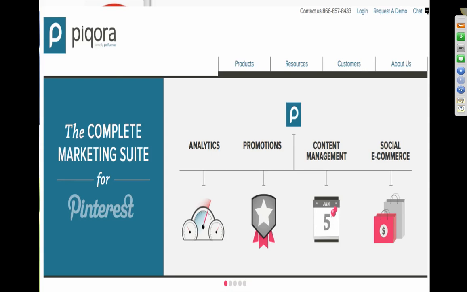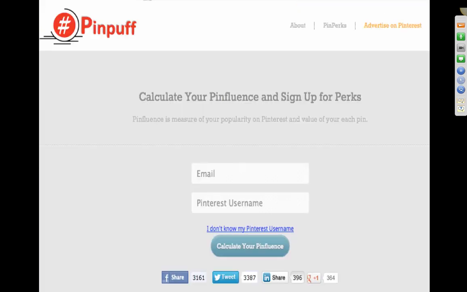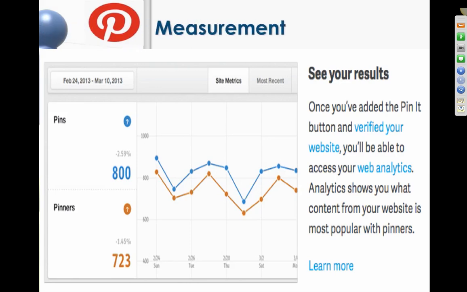Picora has, like I say, a complete marketing suite for Pinterest: analytics, promotion, content management, and social e-commerce. Social e-commerce likely relates to rich pins, where people see a product and the rich pin gives them access to be able to buy that particular product. Another one, PinPuff, lets you calculate your pinfluence and sign up for perks. So again, it measures your popularity on Pinterest.